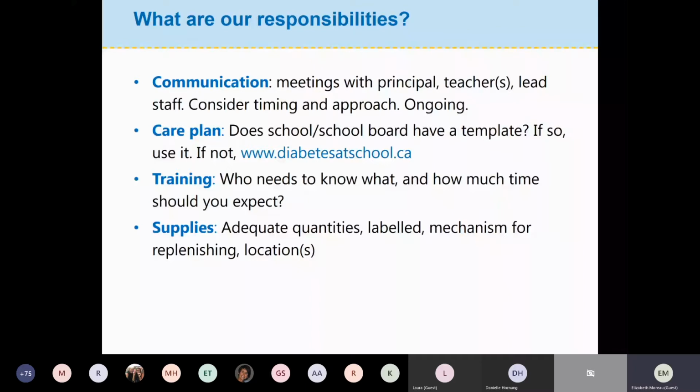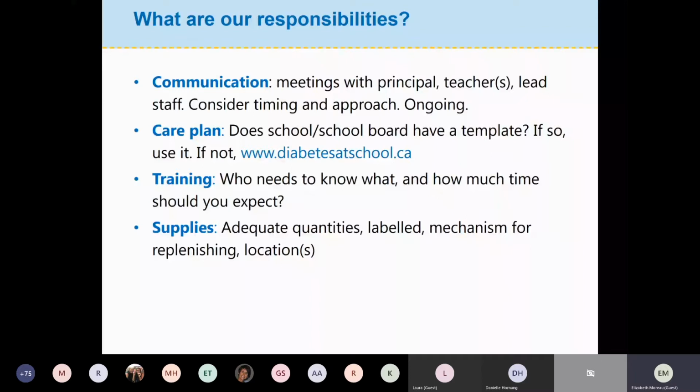Training is often going to fall to us. So we want to think about the type of training we deliver, when we deliver it, how much time we should expect, what's reasonable, and things like that. And of course, supplies: making sure that our kids have enough of them, there's enough in school, everything is properly labeled, we have a way to replenish them, and that they're in the right places in school. That's all going to be our primary responsibilities.